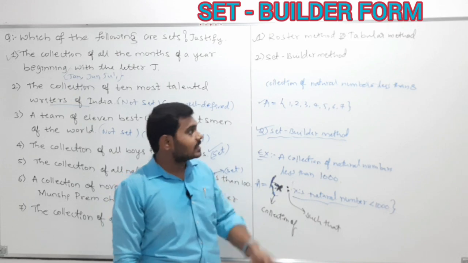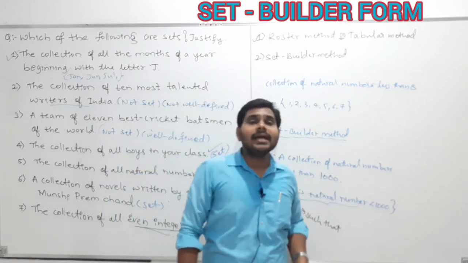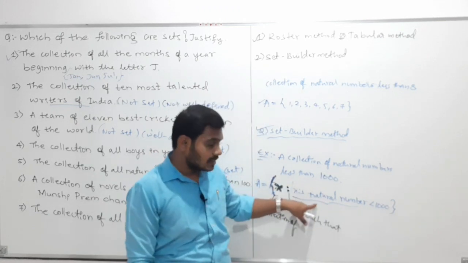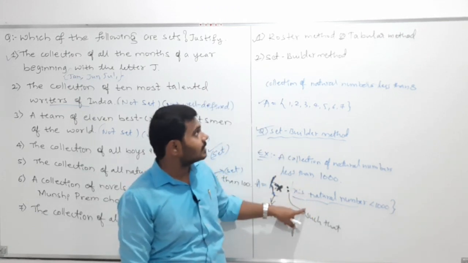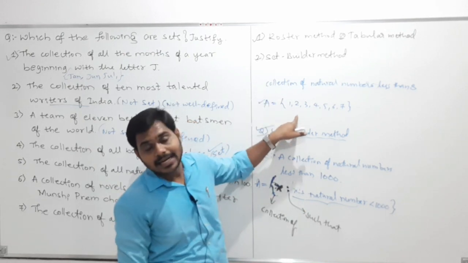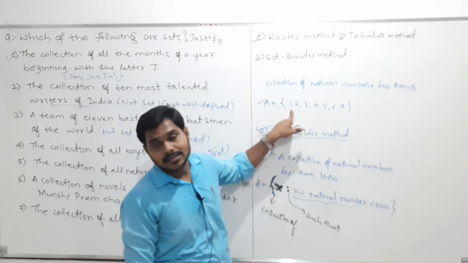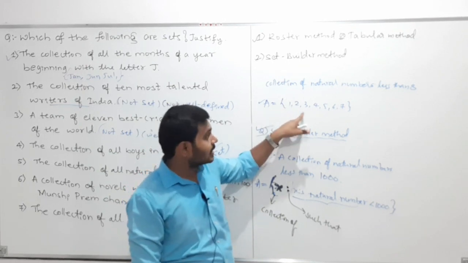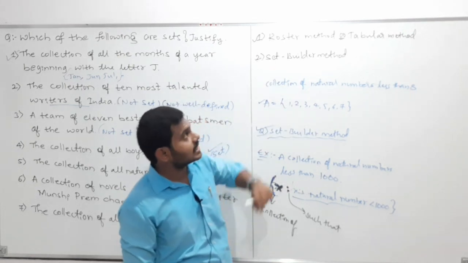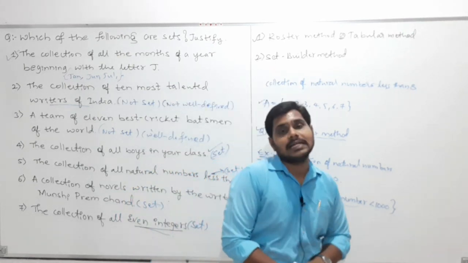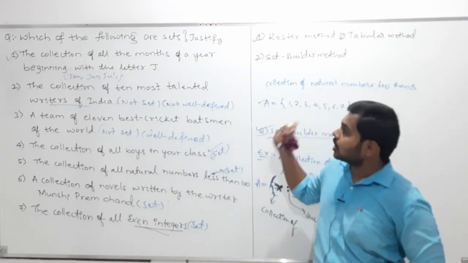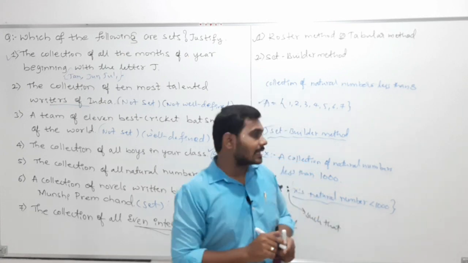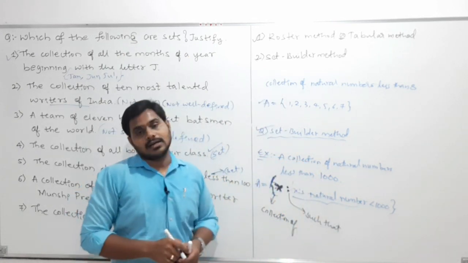Am I clear? So, my dear students, there are mainly two methods to represent a set. If I write a property, we call it the set builder method. And if I write all the elements of the set separated by commas, then such a representation we call the roster method, or the tabular method. So this is all about the methods of representing a set. And if you still have any doubts, you can comment, my dear students.